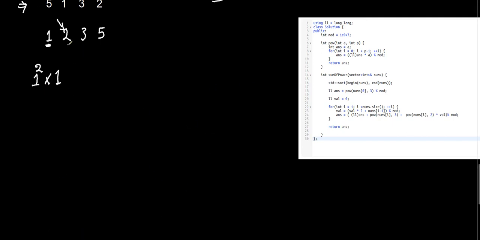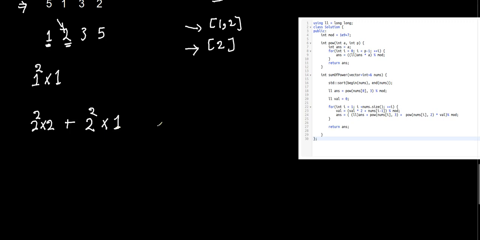and we need to have all the groups that have the maximum equal to 2. These groups are 1, 2, and 2, so we have 2 groups, and the power for this group is 2 square, the maximum, multiplied by the minimum, which is 1, plus for this one we have 2 square, which is the maximum, multiplied by the minimum, which is 2 itself.